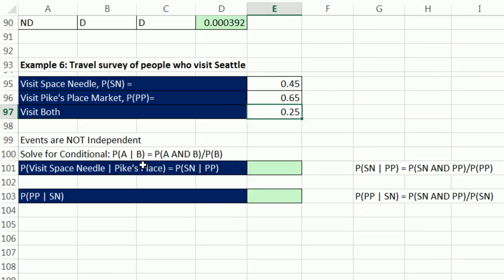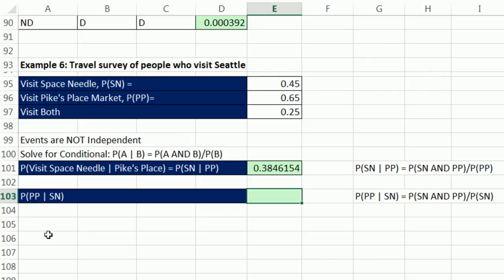Now, we saw this earlier when we talked about our crosstab tables. The inside and divided by the margin gives us the conditional probability. So here we don't have a crosstab table. We're just given the percentages. So boom, we can do this easily. Equals the and, and we divide it by, and we're looking over here, Space Needle, given that Pike's Place already occurred. So we pick the Pike's Place and enter. So the probability that someone visited the Space Needle given that they went to Pike's Place Market, 0.3846.